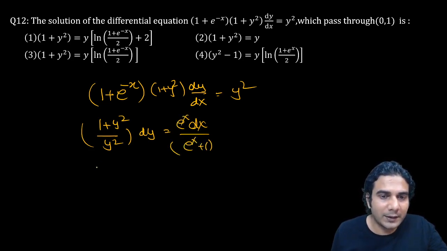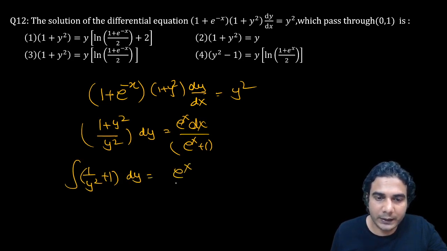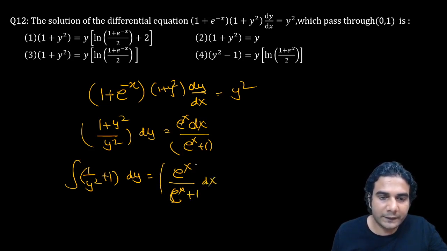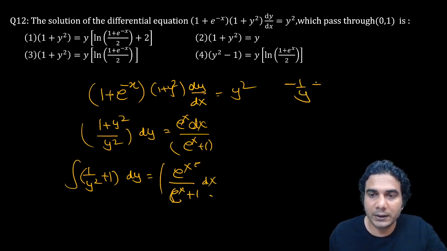Now you can integrate. This is 1 upon y square plus 1 dy, is equal to, this is simply f dash upon f, so it is going to be ln of e raised to x plus 1 dx. This is f dash and this is f. So now you can write the answer. Integration of 1 upon y square is minus 1 upon y. Integration of 1 with respect to y is y. And integration of this is ln of e raised to x plus 1, plus c.